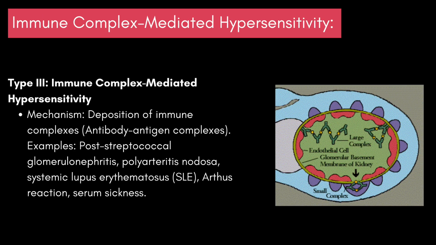Next topic. Type 3 hypersensitivity, also known as immune complex-mediated hypersensitivity. Mechanism: deposition of immune complexes, antibody-antigen complexes. Examples include post-streptococcal glomerulonephritis, polyarteritis nodosa, systemic lupus erythematosus, SLE, Arthus reaction, and serum sickness.